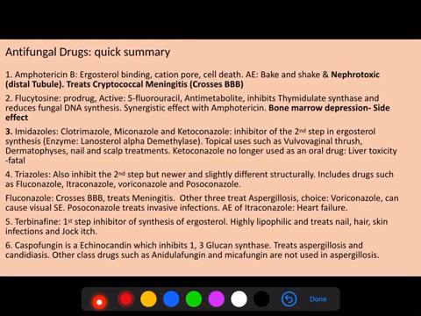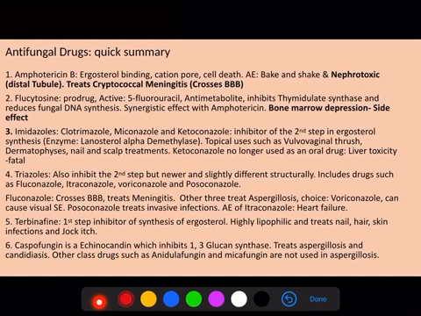Now we move on to imidazoles. These drugs are clotrimazole, miconazole, and ketoconazole. These are the inhibitors of the second step in ergosterol synthesis, which is the enzyme lanosterol alpha demethylase. These are used as topical agents to treat vulvovaginal thrush, dermatophytosis, nail and scalp infections. Ketoconazole is no longer used as an oral dosing because of its fatal but rare toxic effect to the liver.